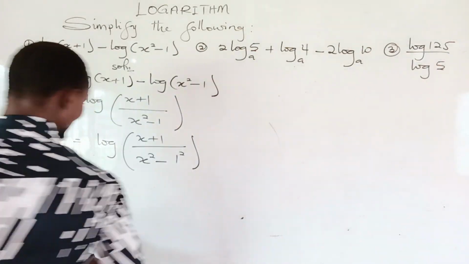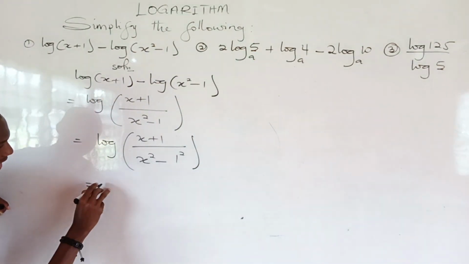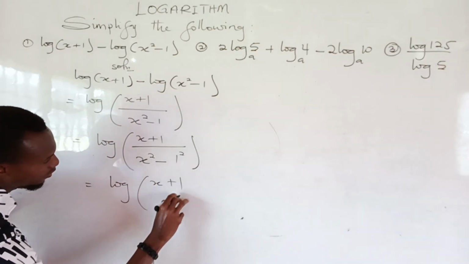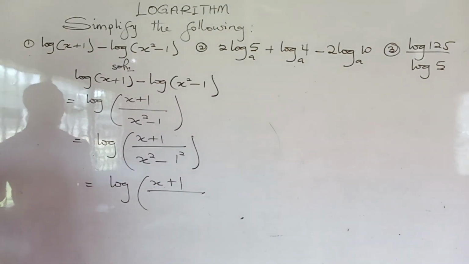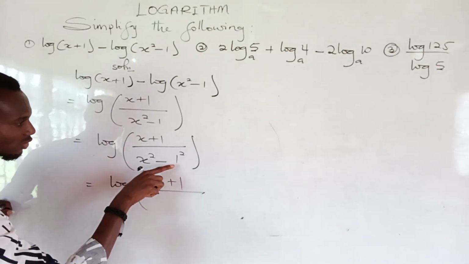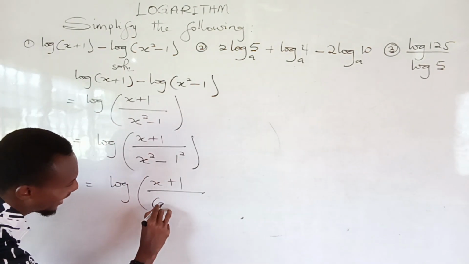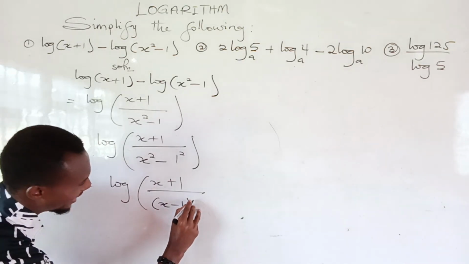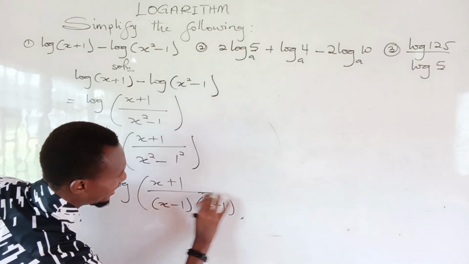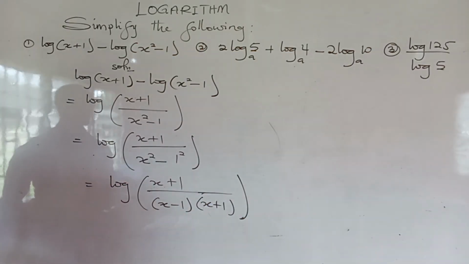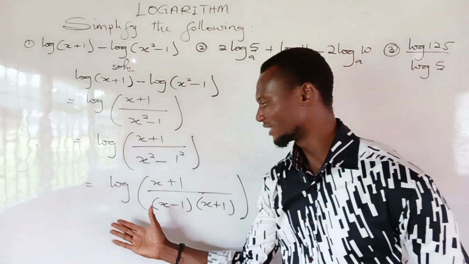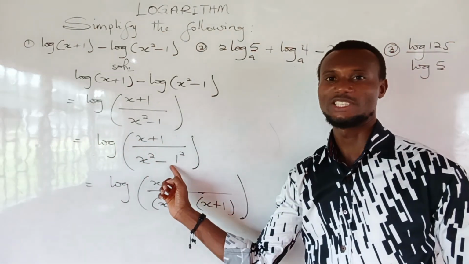Okay, now let's go ahead. So I'm going to have the log of s plus 1 over, and the difference of two squares says that this s squared minus 1 squared, I can write as s minus 1 in one bracket multiplying another bracket s plus 1. That is the difference of two squares law. All that we did is to apply the difference of two squares to the denominator.